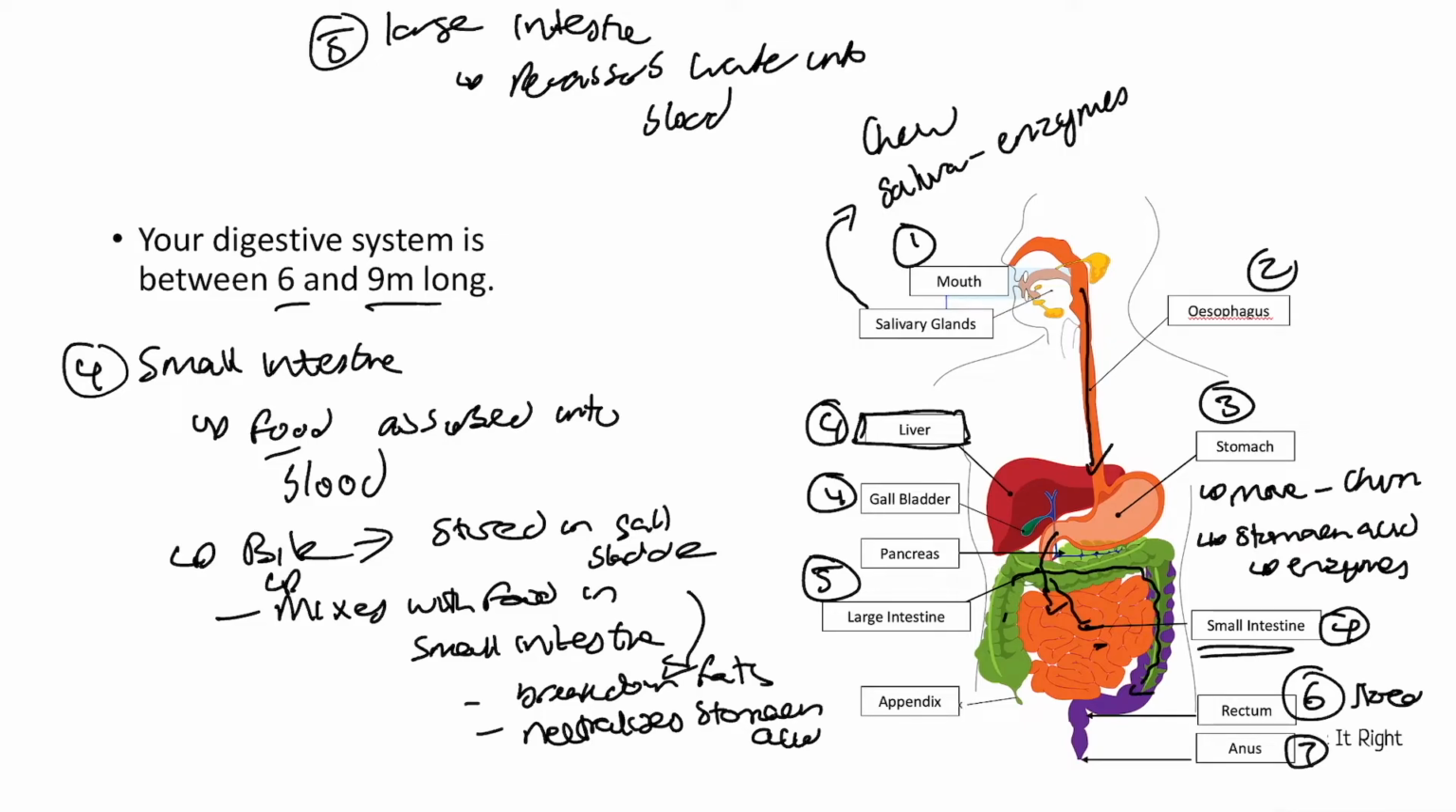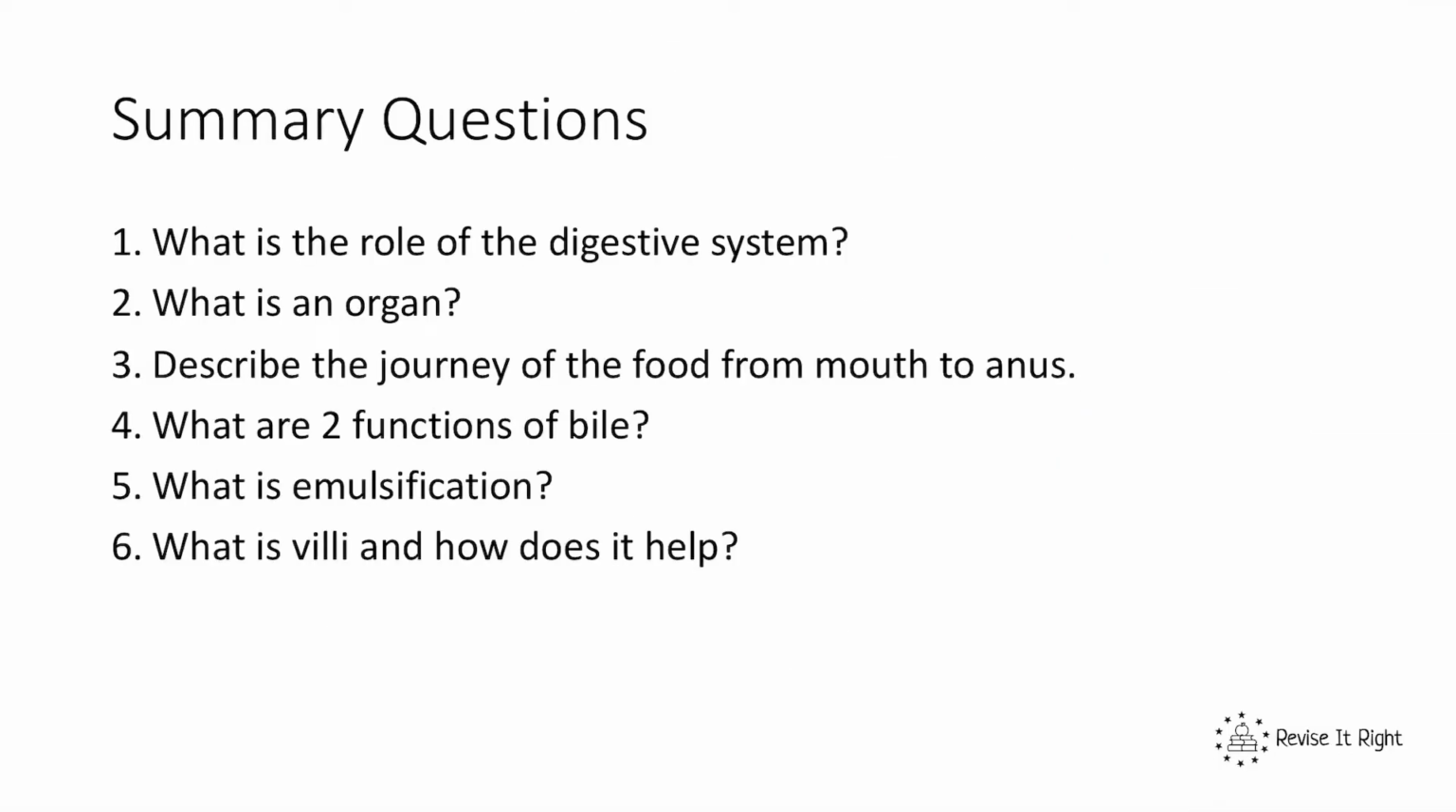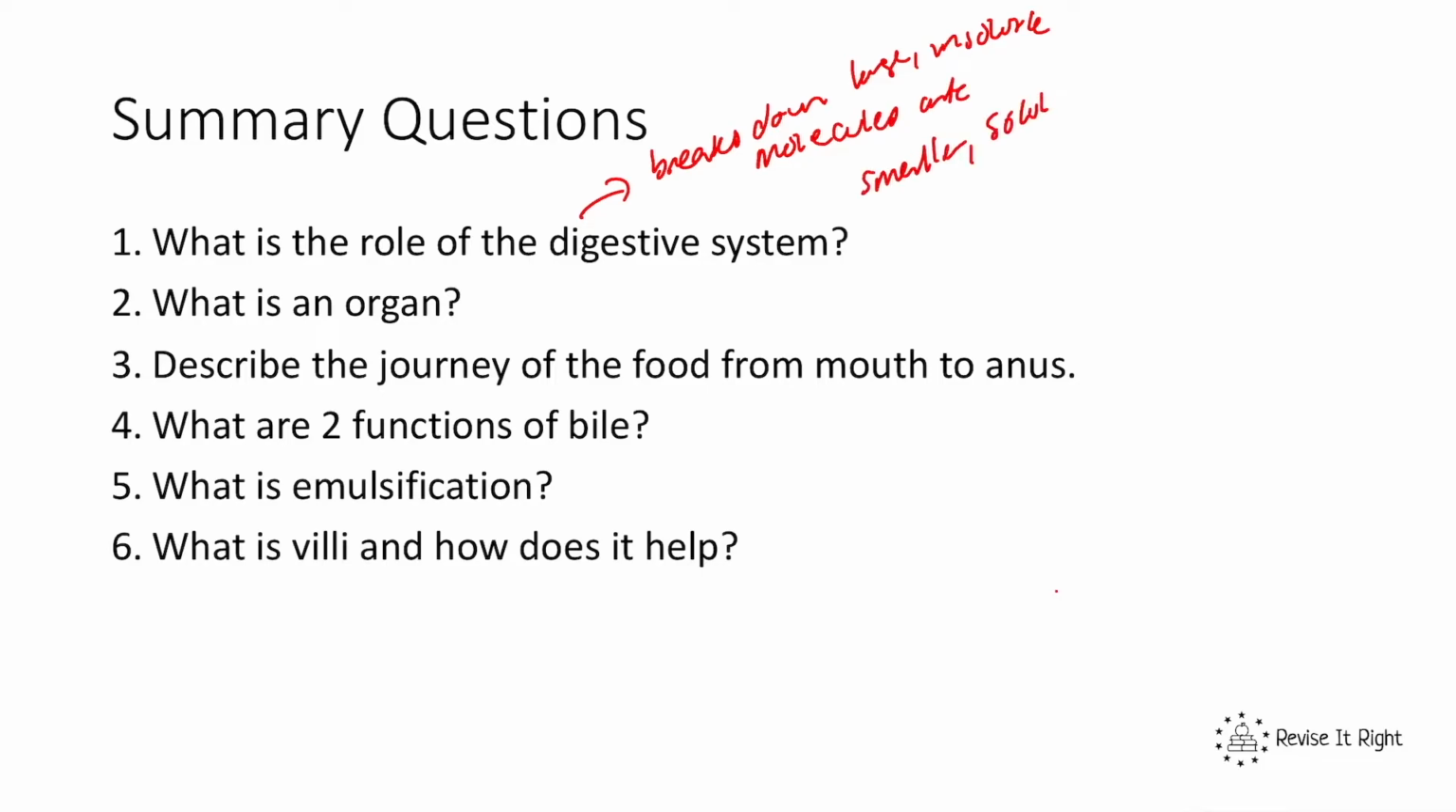So that is the digestive system. That's the movement of food through it. Here are some summary questions. Pause the video to have a go. Okay, so question 1, what is the role of the digestive system? Well, of course, it breaks down our large insoluble molecules into smaller soluble molecules, which obviously can be absorbed in our cells. What is an organ? Well, we would know it as a group of tissues working together to perform a particular function.